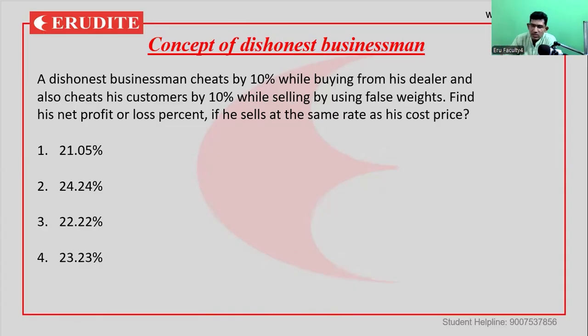Okay. So the last line is important. He is selling at the rate of his cost price. Means he is not changing the rate of his selling. So what's the meaning of this? Cheating by 10% while buying.